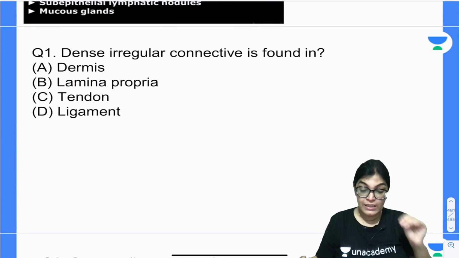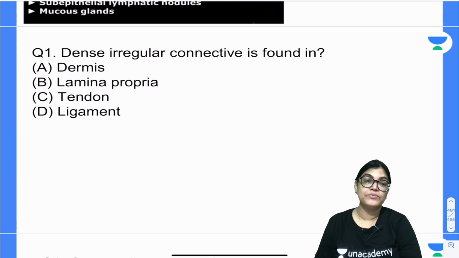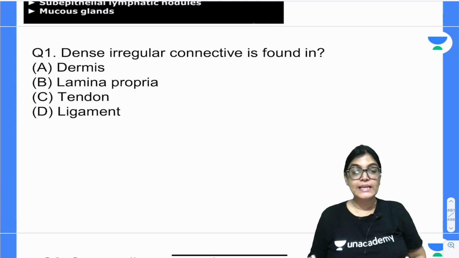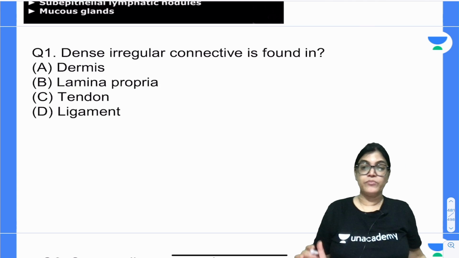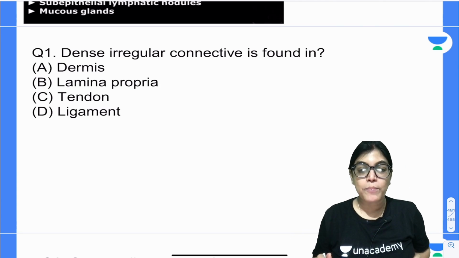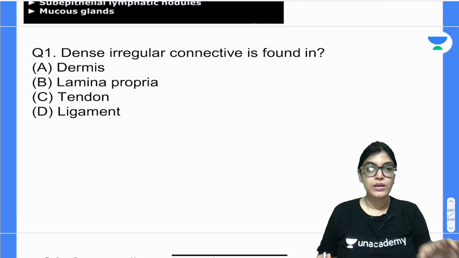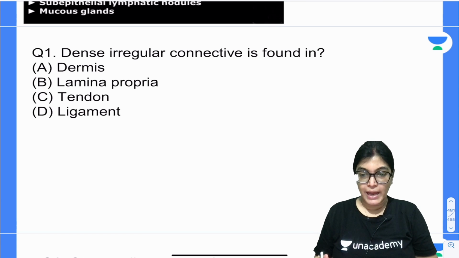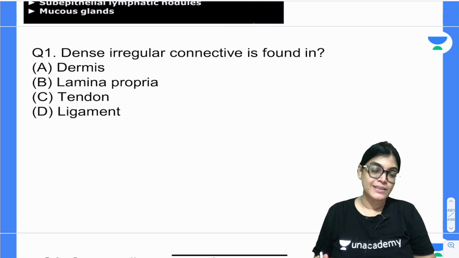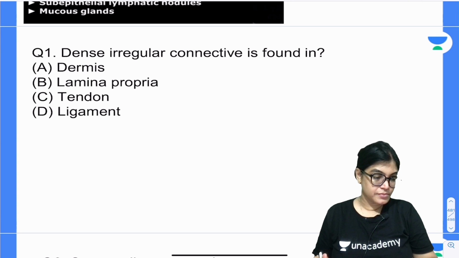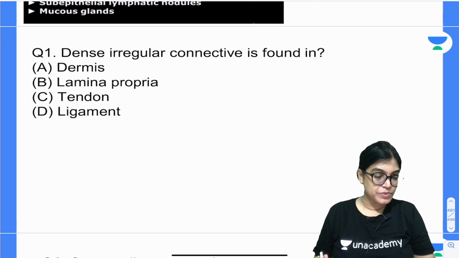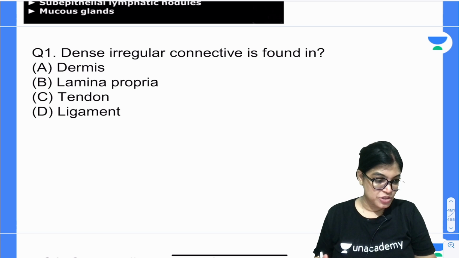See here, dense irregular connective tissue is found in: whether it is dermis, lamina propria, tendon or ligament. You have to mark the correct answer, and your time begins now. Dense irregular connective tissue is found in which one of the following? Which is the correct answer, A, B, C or D? I will provide you 15 to 30 seconds maximum, and then I will come up with the explanation.